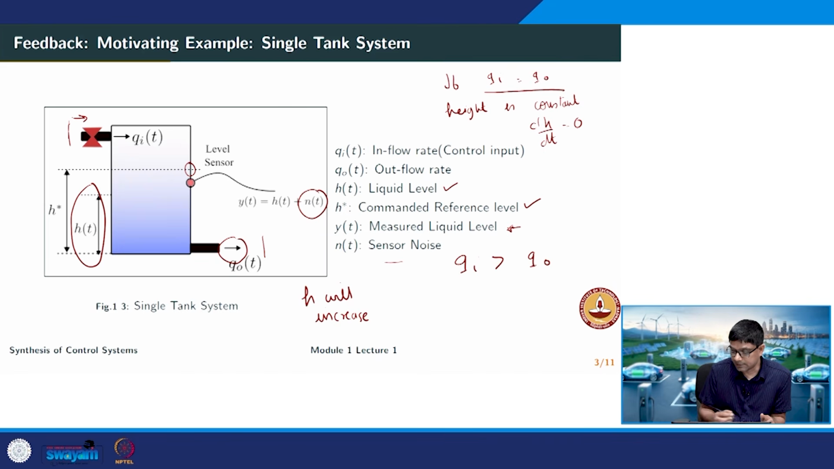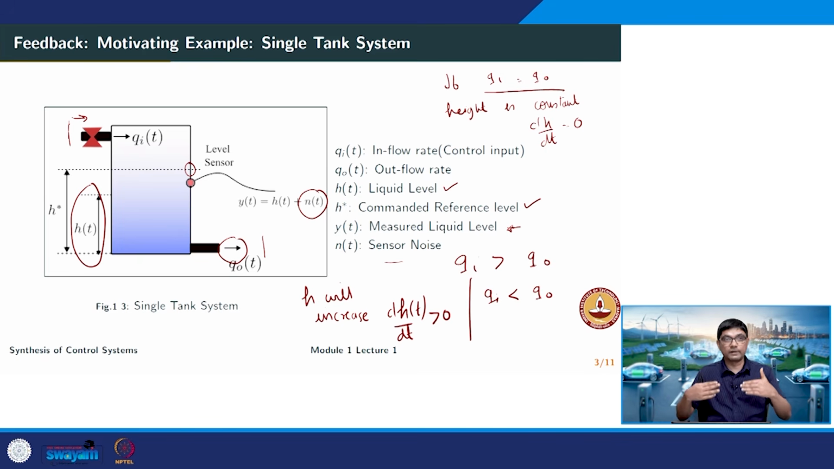An increasing signal is captured by dH by dt is greater than 0. Similarly, when Qi is less than Q0, the water level will decrease, right. So, the output is more than the input.